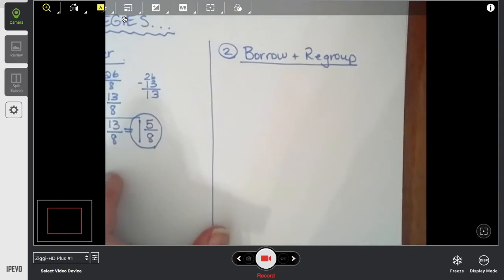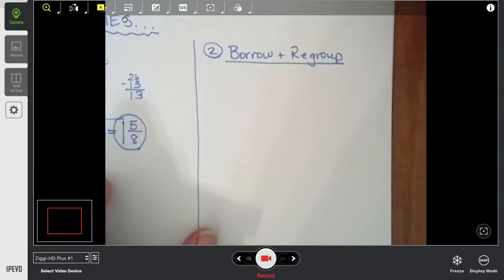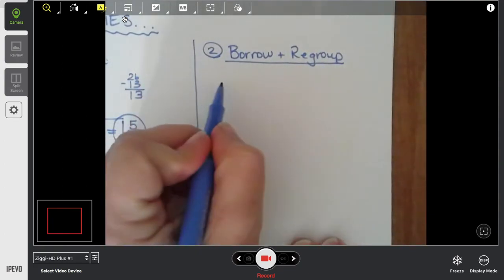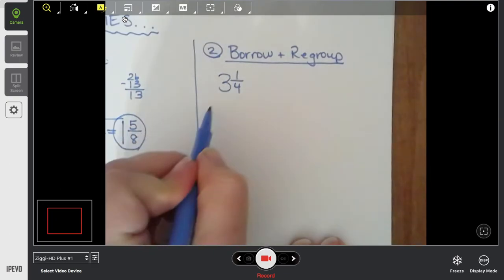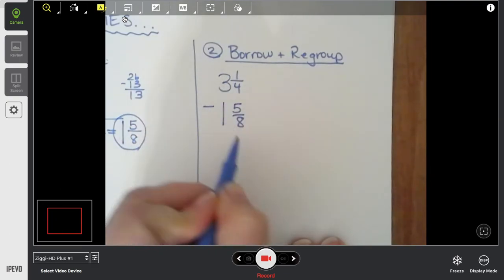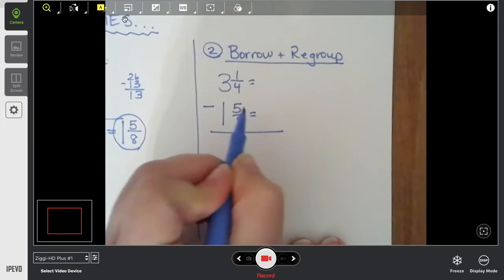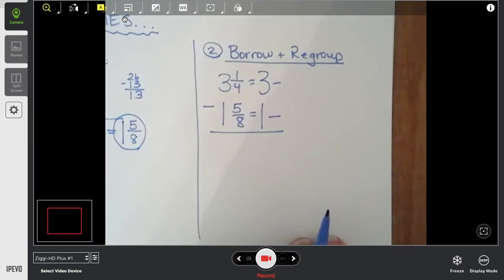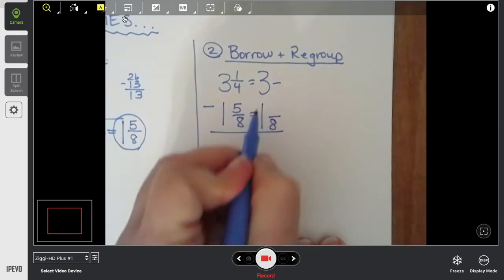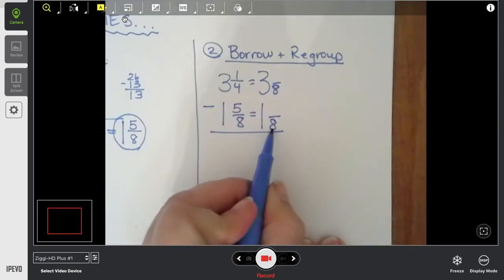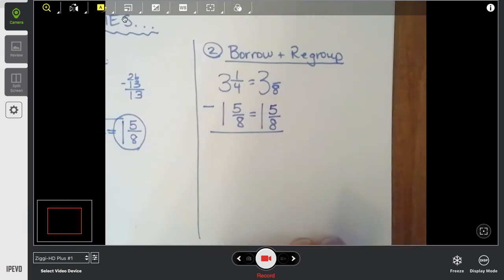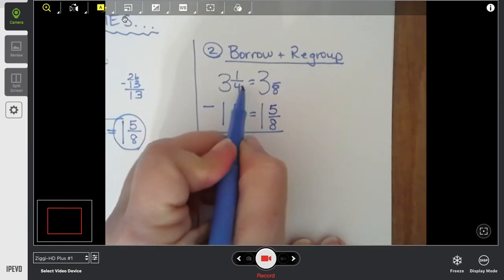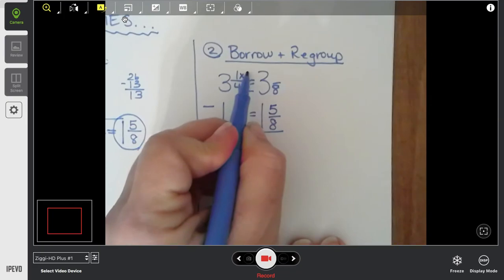Now, the other strategy is borrowing and regrouping. Same problem. 3 and 1/4 minus 1 and 5/8. Our first step is always the same. We're going to create those common denominators first. If you remember, our common denominator was 8. This stayed the same, so the 5 just slides over. 4 times 2 is 8, so 1 times 2 is 2.